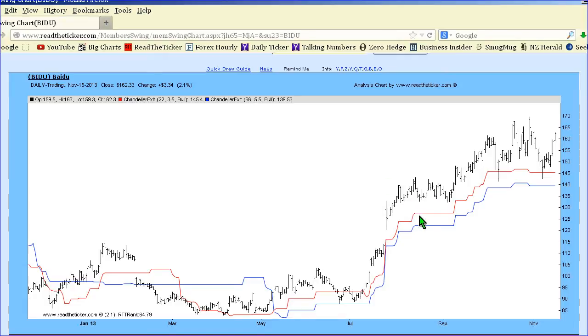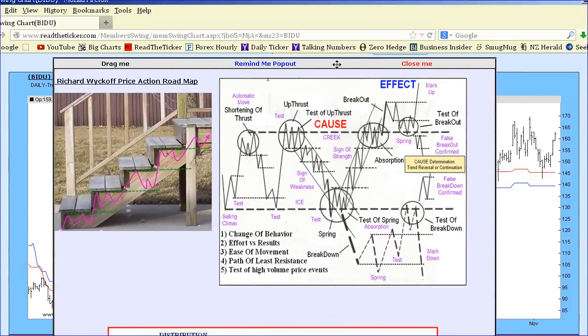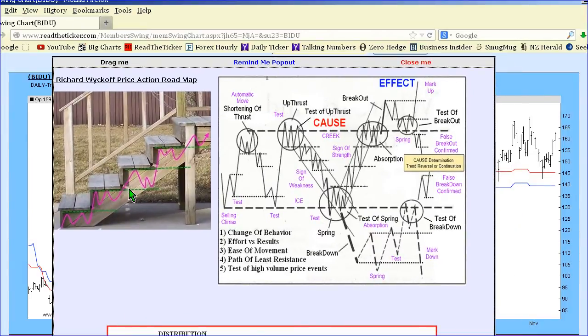Here we have two entries of the Chandelier exit. It is a fast one, which is 22 periods 3.5, and a slow one, which is 66 5.5. The reason why I like this indicator, I've added it recently to the site, is because it supports our Wyckoff logic.